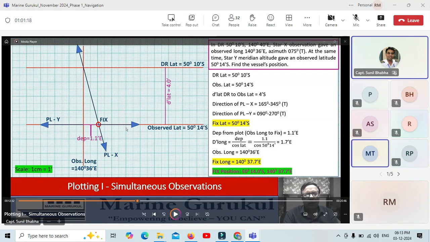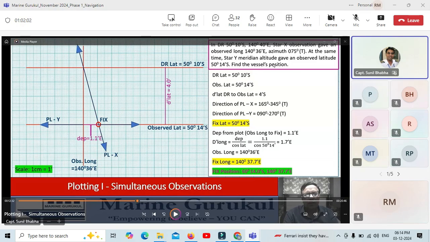Okay, sir. And it will be from the observed long, 140 degrees 36 minutes east, correct, sir? Longitude does not matter. You can draw the DR longitude also here. The PL will remain the same. It will be along the parallel of 50 degrees 14 minutes south. Whether you show any longitude here or not, it does not affect the meridian altitude PL. We do not require a longitude to plot the meridian altitude PL. It is a simple parallel of latitude. You can plot it without any reference longitude.